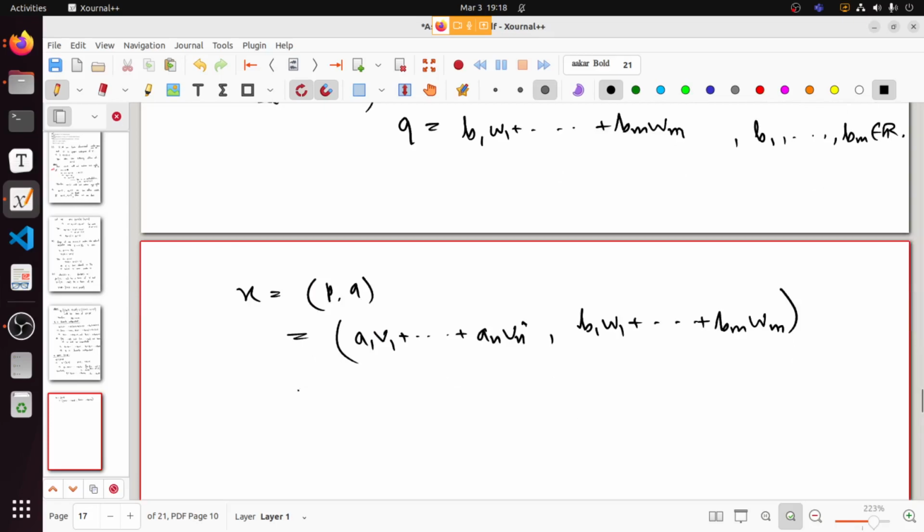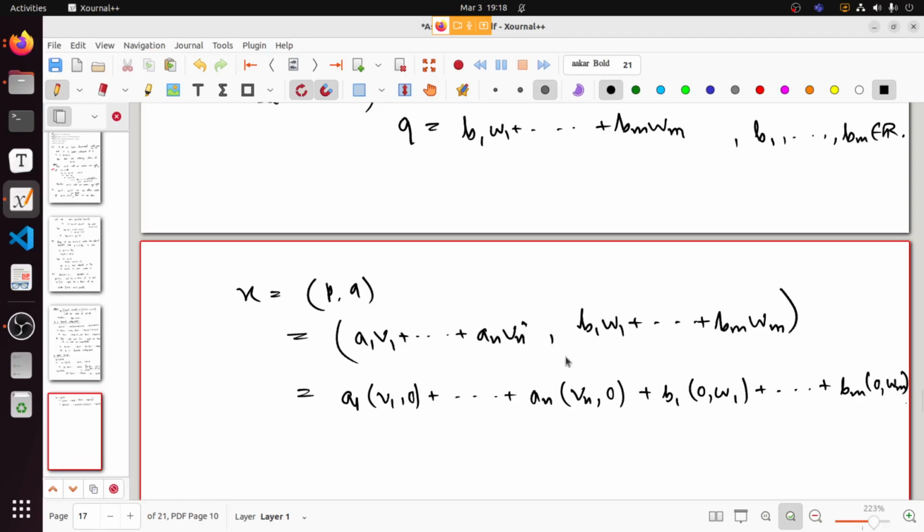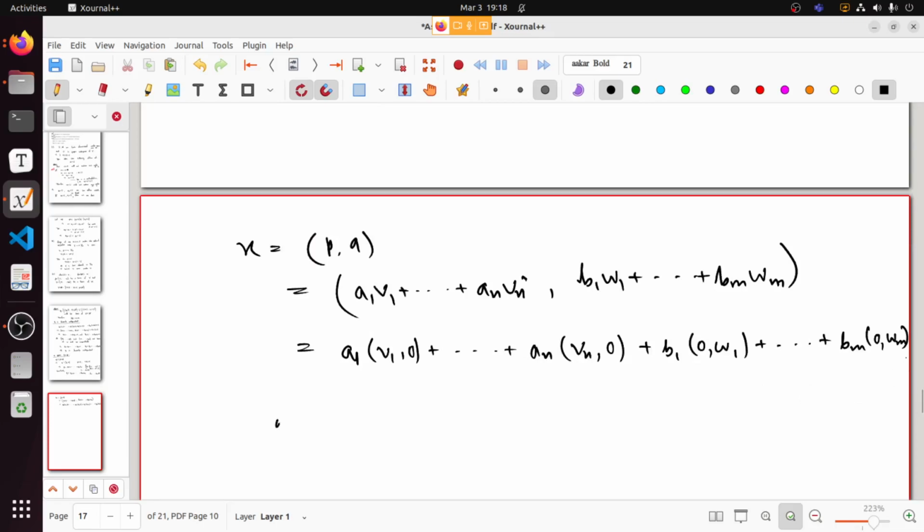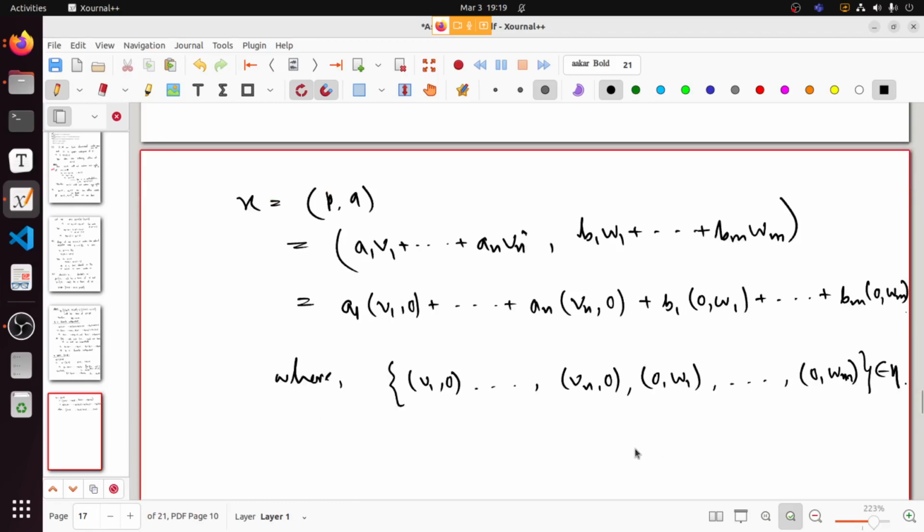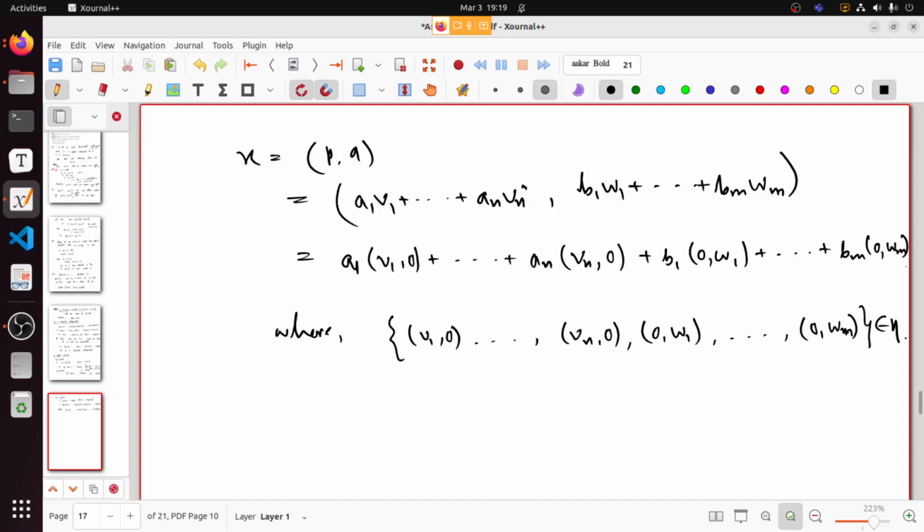So note that you can write a1 (v1, 0) plus ... plus an (vn, 0) plus b1 (0, w1) plus ... plus bm (0, wm), right? So you have seen that any x can be written down, where these are all the elements of eta, where (v1, 0), ..., (vn, 0), (0, w1), ..., (0, wm) belong to eta. Which means that this set spans V cross W, which implies span of eta is V cross W.